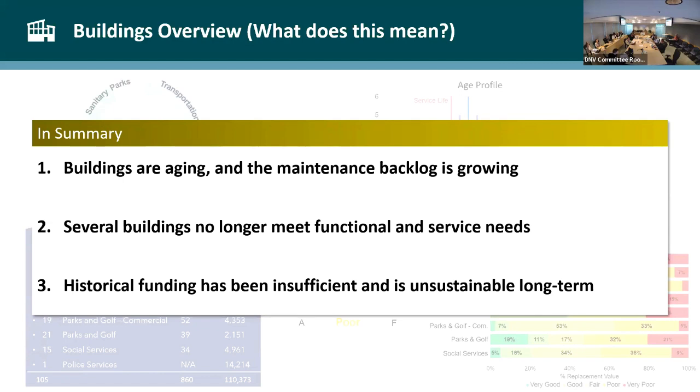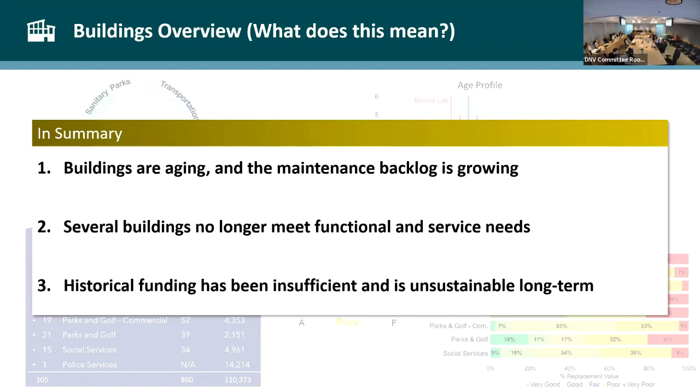So the first one here is just really repeating that we do have buildings that are aging. The portfolio overall is considered in poor condition, and we do have a growing backlog of deferred maintenance that needs to start being addressed. Otherwise, we're going to have further degradation of our buildings, and that's going to result in some higher long-term costs. The second element is that a number of our buildings aren't meeting their functional or service needs. And so many of our buildings are becoming outdated, or they're not suitable for how the services are intended to be delivered today.